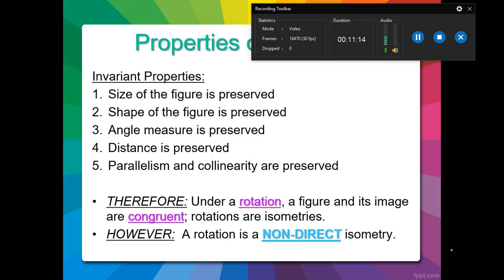Because the figure itself is turning, we have to say that a rotation is a non-direct isometry. We were not able to preserve orientation, and now your object faces a different way.